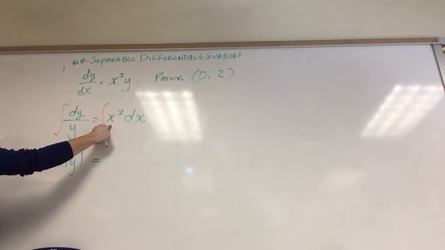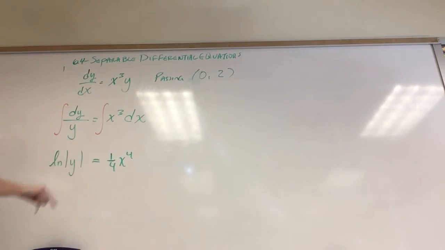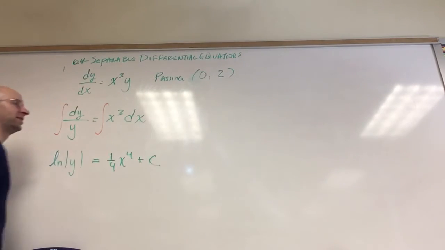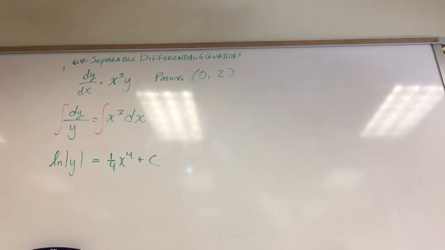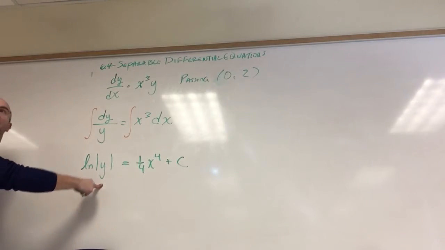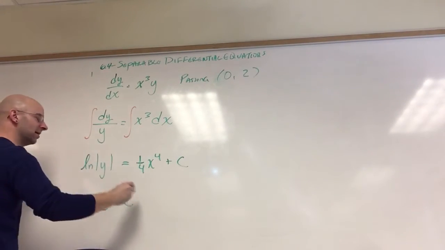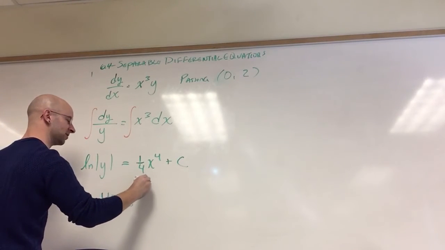Okay. We've got x cubed, so that is 1/4 x to the 4th. Don't mess up the power rule. Plus c. Solve for y. We've got that ln of y equals e to the 1/4 x to the 4th plus c.